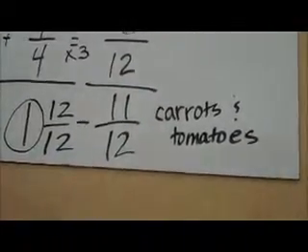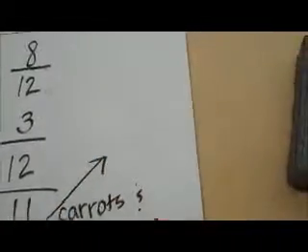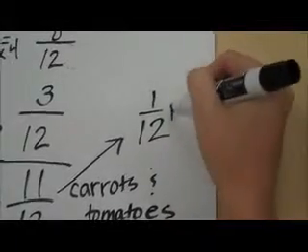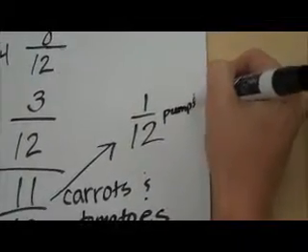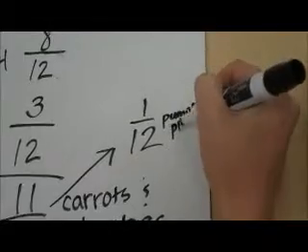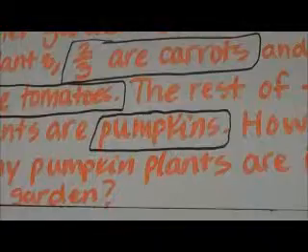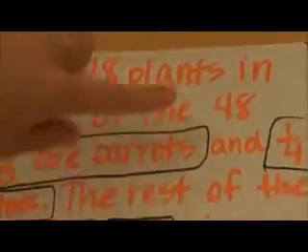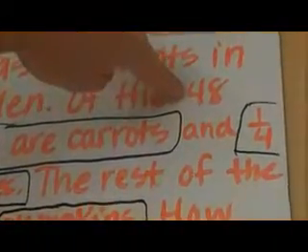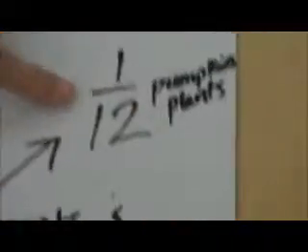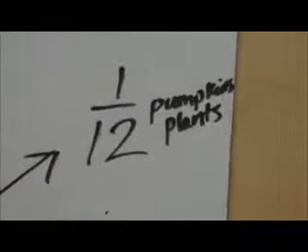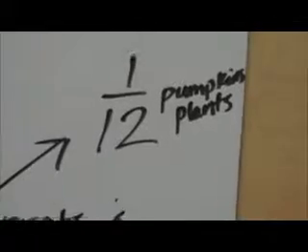12/12 minus 11/12 is actually, let me come up here, that's going to give us 1/12, which represents the pumpkin plants. Now, back to my original problem. It says that she has 48 plants in her garden. So now that we know that of the 48 plants, 1/12 are pumpkin plants, to figure out how many actual pumpkin plants we have, we're going to need to multiply.